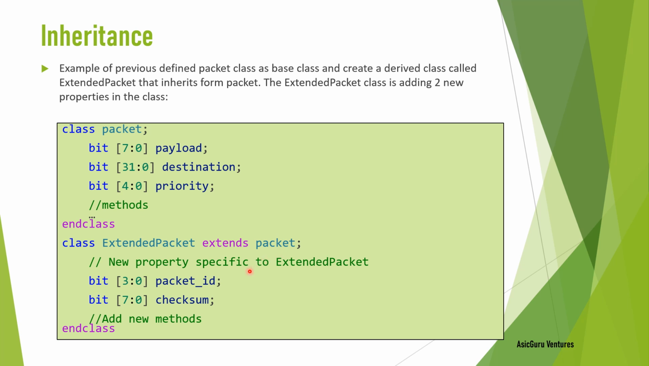But in addition to this, it introduces two new data members, packet ID and checksum. And these are specific to this derived class. So you can see we have added more functionality in the derived class without changing the original packet class. So inheritance allows us to build on top of existing classes and it allows us to reuse the code while adding new features.